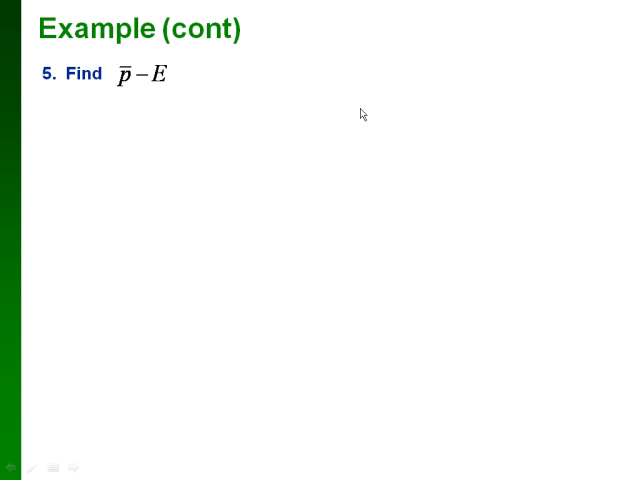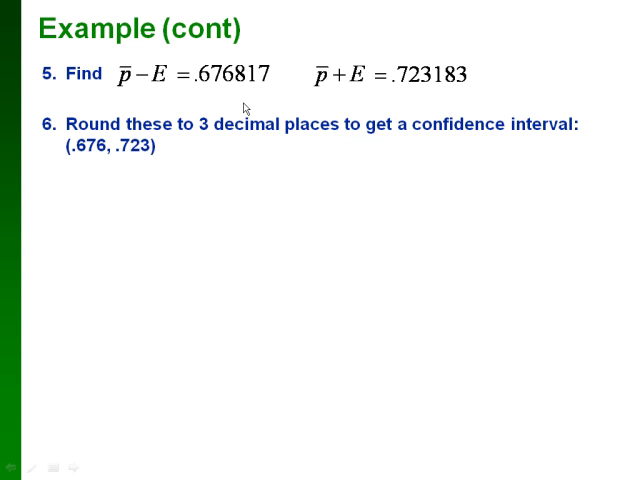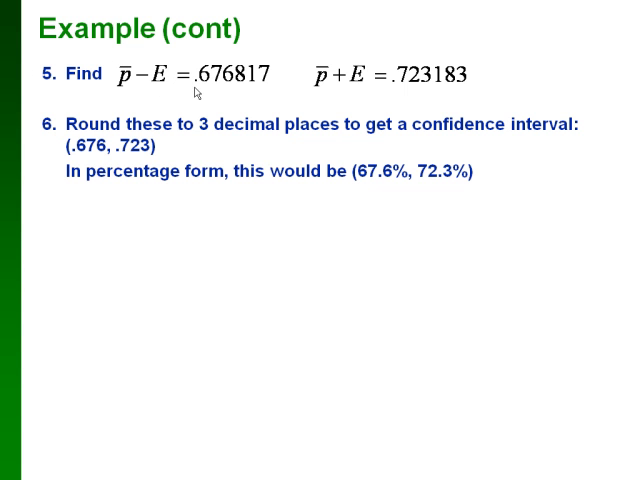Now we want to find our 2 confidence interval limits. So we start again with our sample proportion of 0.70 and subtract our margin of error to get our lower confidence interval limit. Then we go with our sample proportion plus the margin of error to get our upper limit. We're going to round each of these to 3 decimal places, so we get our confidence interval goes from 0.676 to 0.723. We could also write this in percentage form. So it would go from 67.6% to 72.3%.